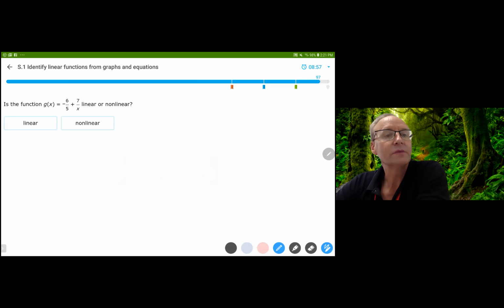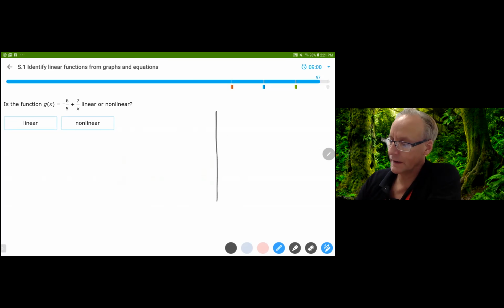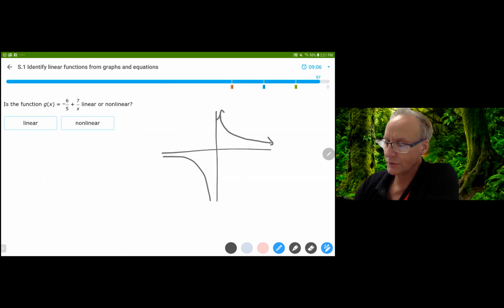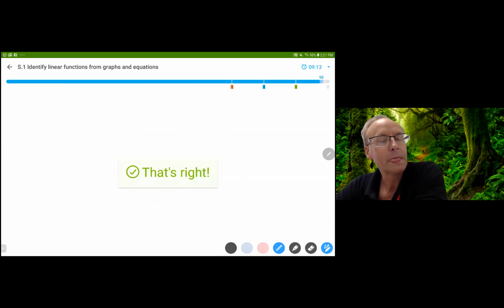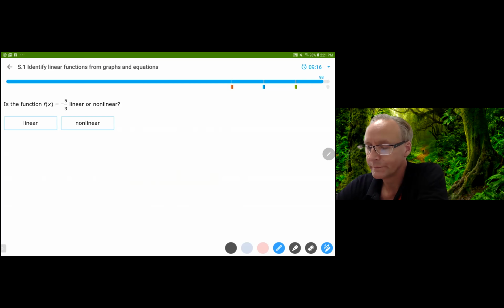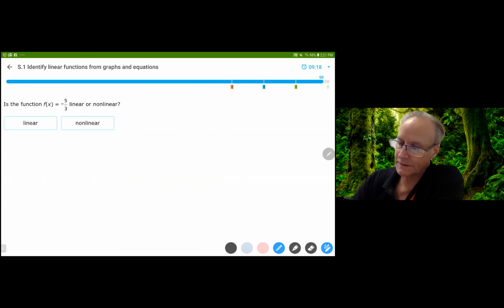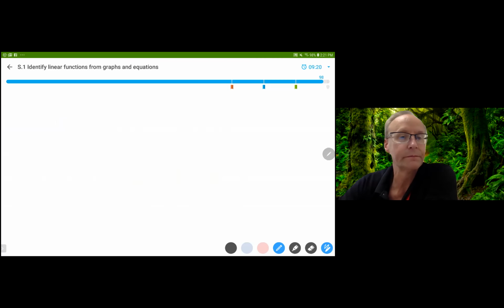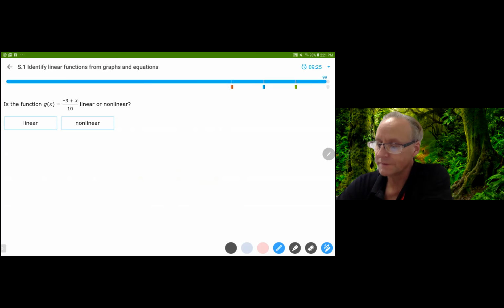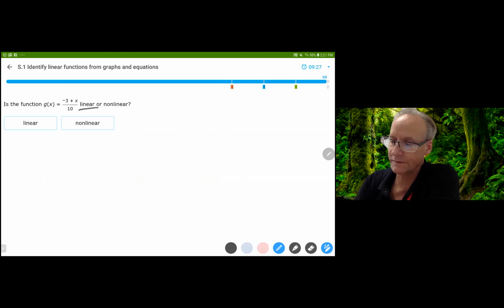And this one is nonlinear. This is another case of having that x in the denominator. So it's some variation of this. It's been moved up or down a bit, and it's a bit steeper than normal, but it's nonlinear. This one is a constant function, which is linear. And we have one last one, and it is linear. The x is in the numerator. It is linear.